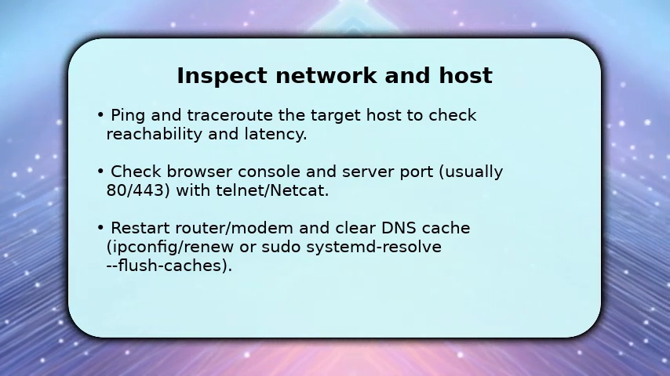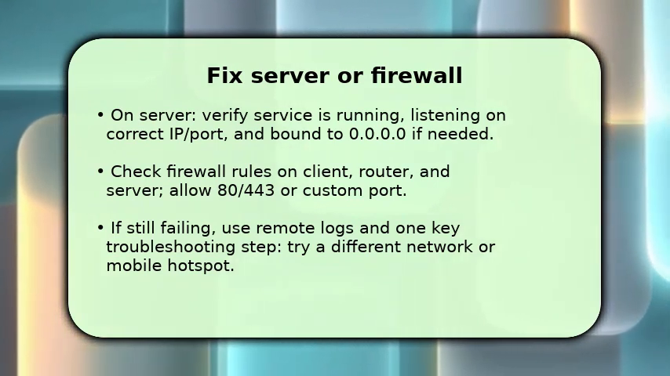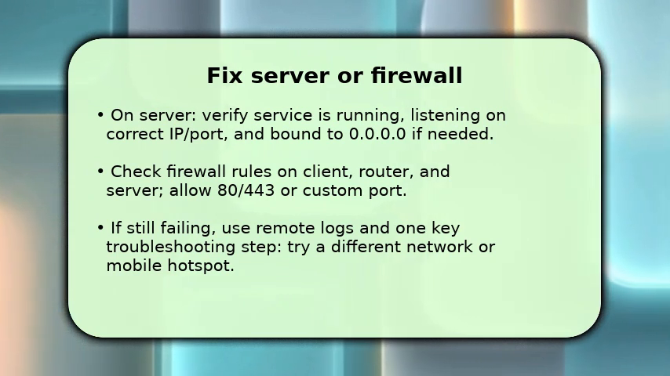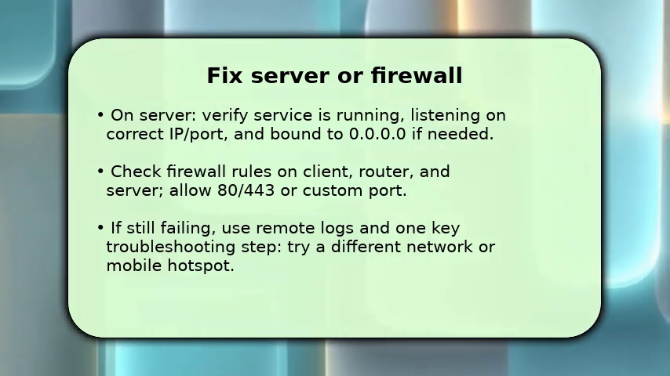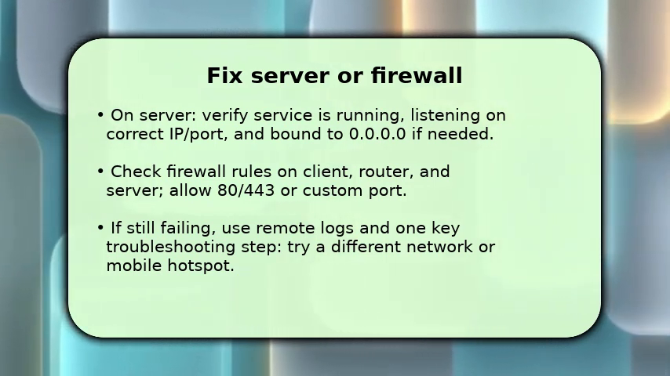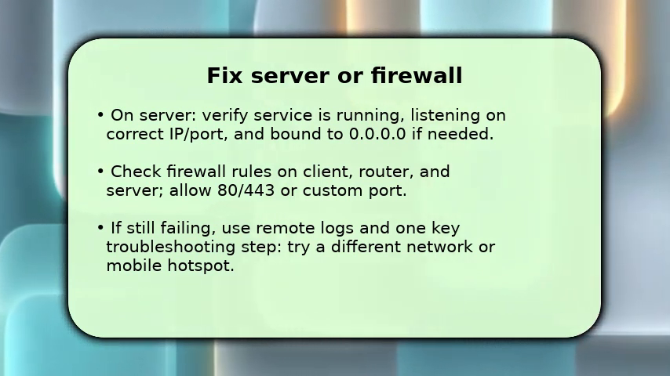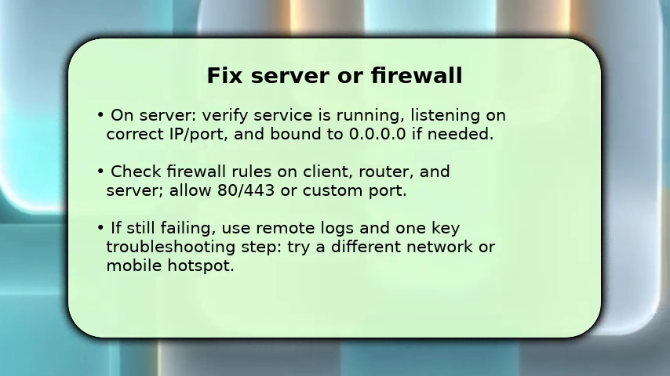On the server, restart the application, confirm it binds to the right IP and port, and review logs for errors. Inspect firewall rules on server, router, and your machine. Explicitly allow the port and protocol. Once rules and service are correct, retest from a different network to exclude ISP or local NAT issues. If it still fails, here's one key troubleshooting tip: test via a mobile hotspot.